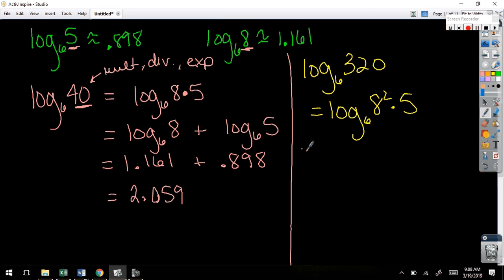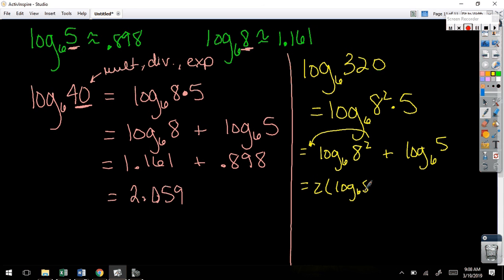So if I expanded this, I'd have log base 6 of 8 squared. Now, it's not wrong if you did 8 times 5 times 8. Because this is going to come around and say 2 times log base 6 of 8, which is the same thing as saying log base 6 of 8 plus log base 6 of 8. So you could do it either way. It doesn't really matter. This is usually where everybody struggles. Are y'all sure this is easy?